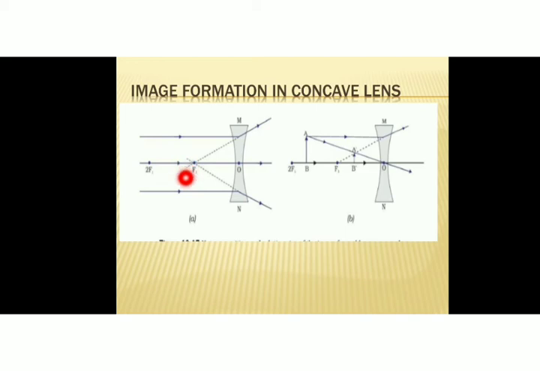So the image is assumed to be here. And what type of image? It will be a virtual image. And again, what is the size? It will be very small. It will be highly diminished and it will be a point-sized image. So in the case of a concave lens, whenever the object is at infinity, we will get a virtual image and also a highly diminished image. And what about the nature? If it is virtual, it will be erect also.